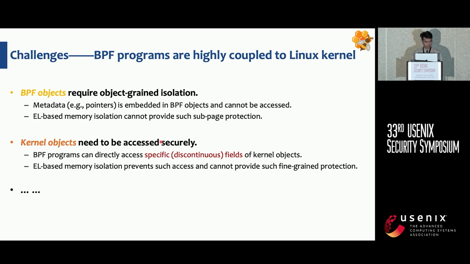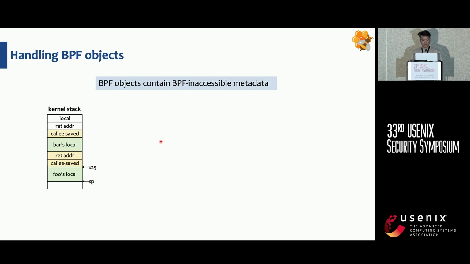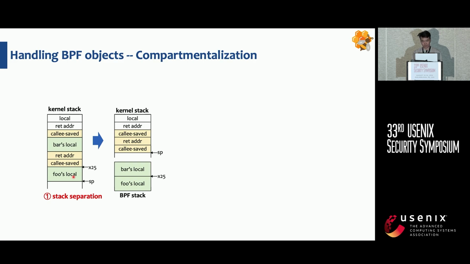Also, there are some other challenges. So our detailed design is to address these challenges. We take the stack as the example. When the program is running, the stack contains many BPF-inaccessible data, including the kernel's local variables, the return address, and some callee-saved registers that are spilled on the stack. So our solution is to compartmentalize the BPF stack from the kernel stack by switching the BPF stack pointer to a specific memory region.